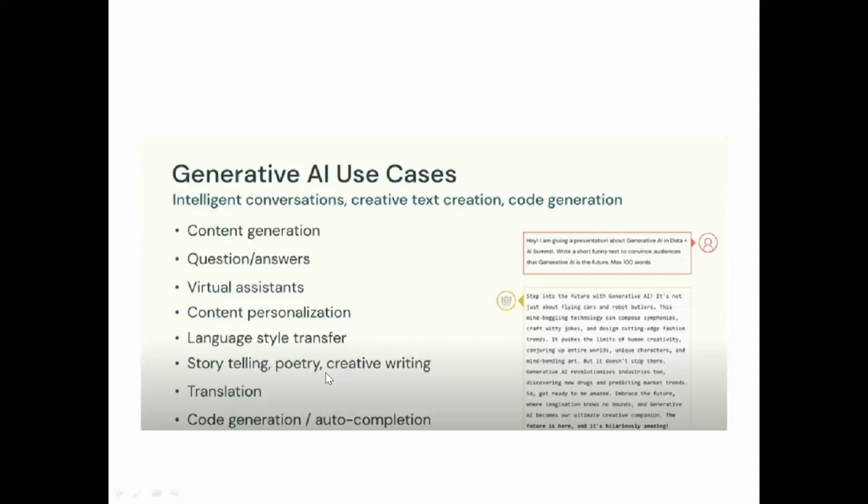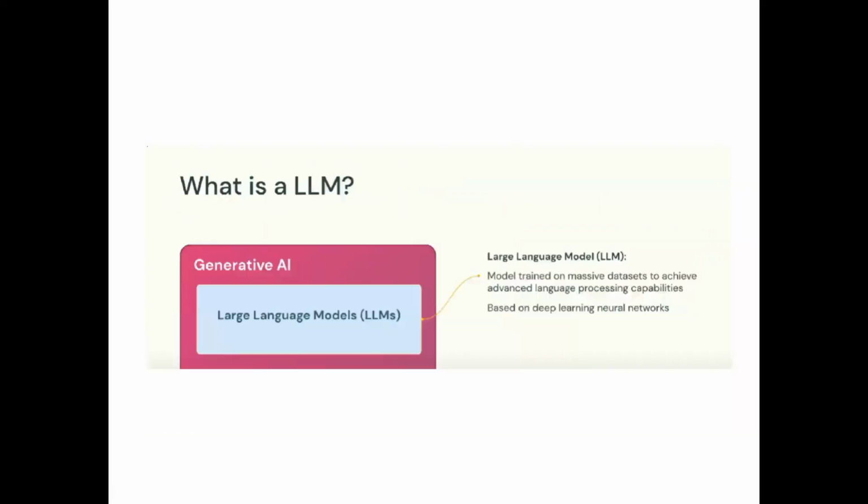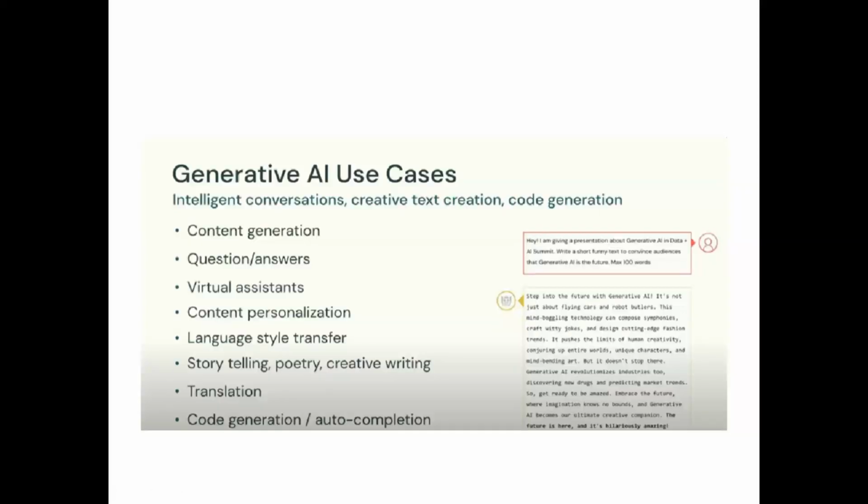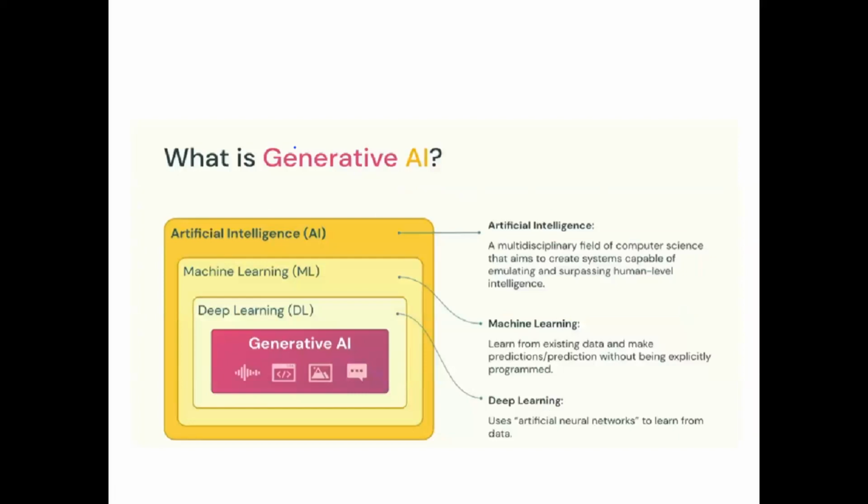So I mean, we all have used the last point, but some of you might not be knowing all the other points. Content generation, question answer, virtual assistant, content personalization, storytelling, poetry, creative writing, translation. All of these are a few of the use cases of generative AI, right? So we are here. So you understood artificial intelligence. It's nothing but giving intelligence to machines so that they can mimic us. You understood what is generative AI.